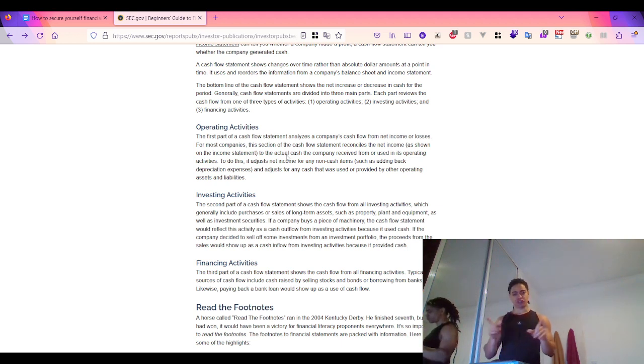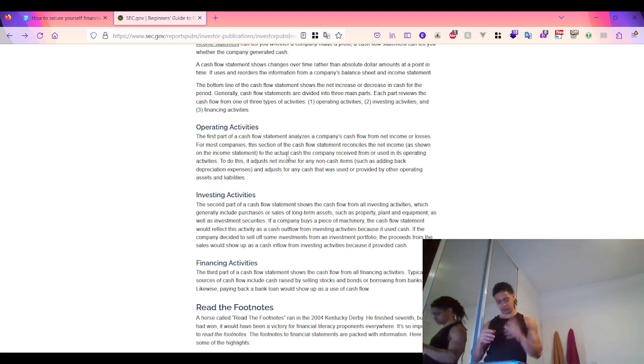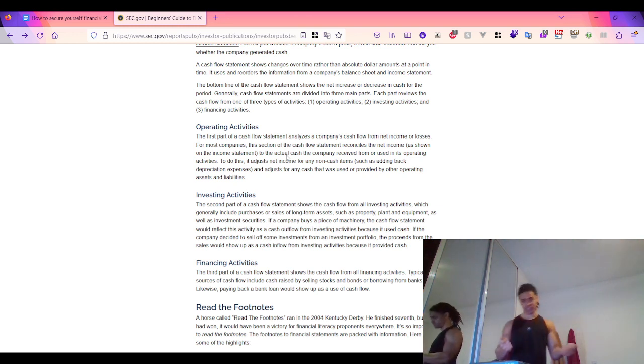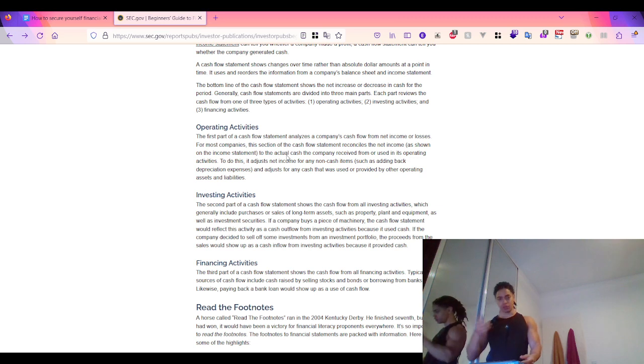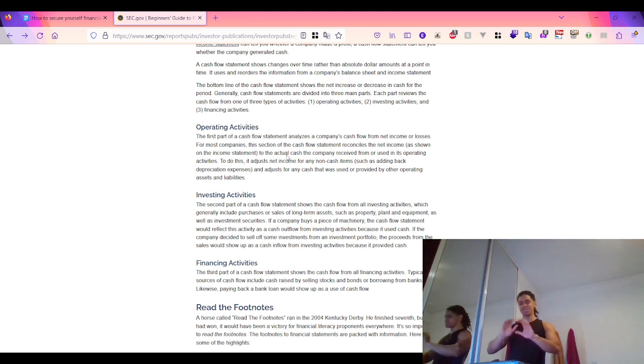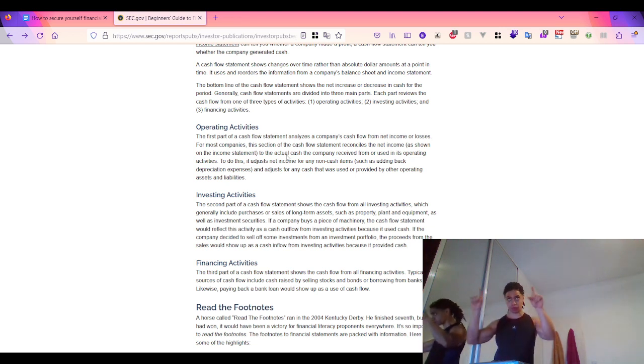This is one way to reconcile that, right? So what it does is look at the net income from the income statement and adjust it with the non-cash items, and then it looks at the total amount of cash that was used or received from other operating activities.